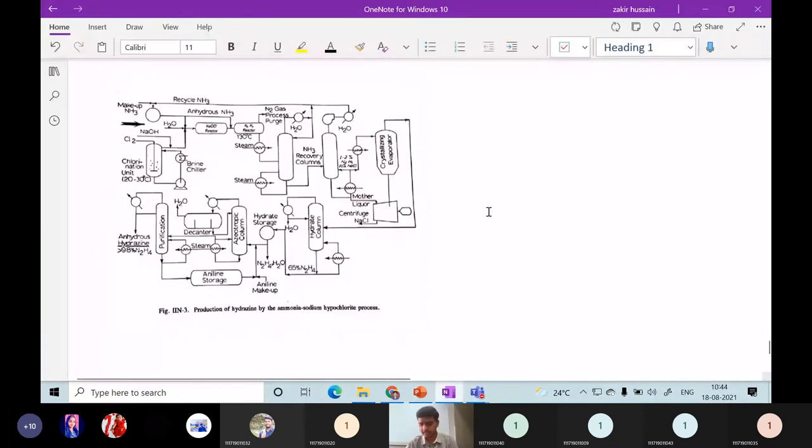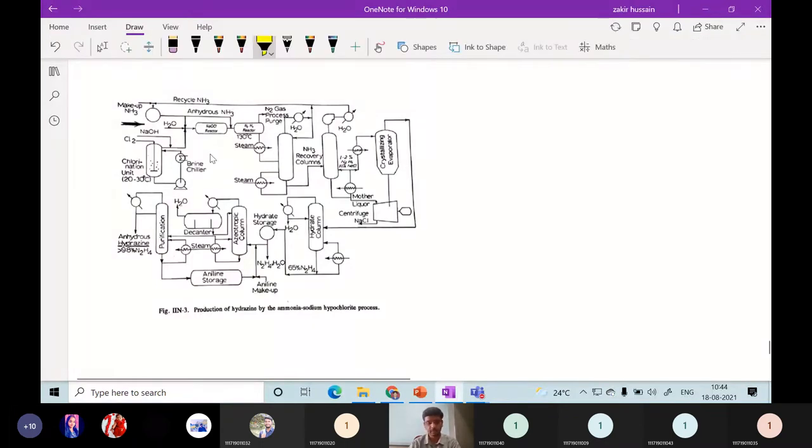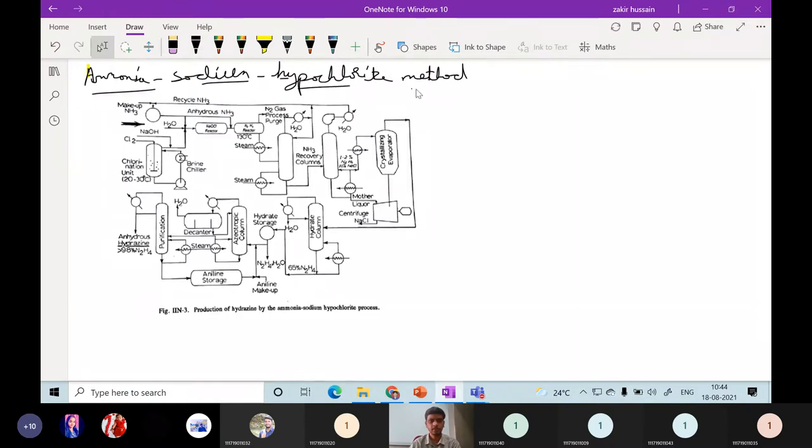Then see what is happening inside this ammonia sodium hypochlorite method. This method is called the ammonia sodium hypochlorite method. As shown in this one, the first reactor is a chlorination reaction. The reactor is a chlorinator, a chlorination unit, which operates at 20 to 30 degree centigrade.